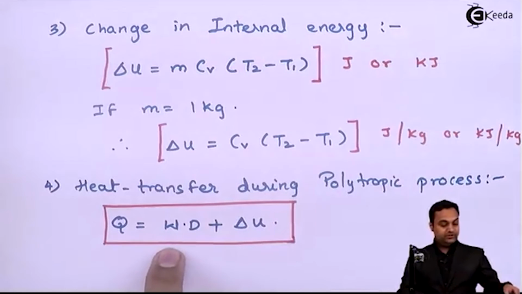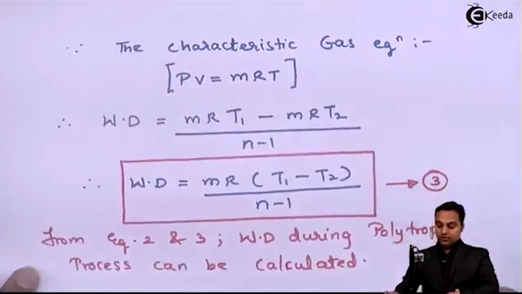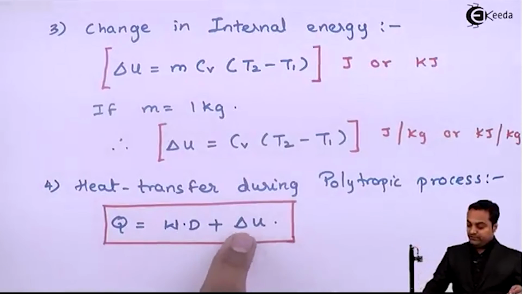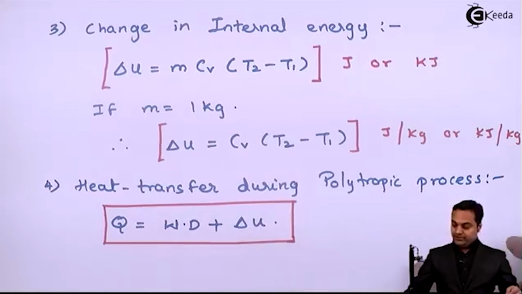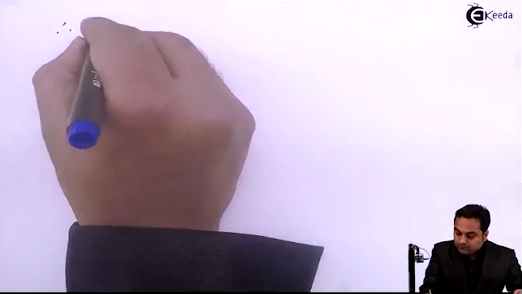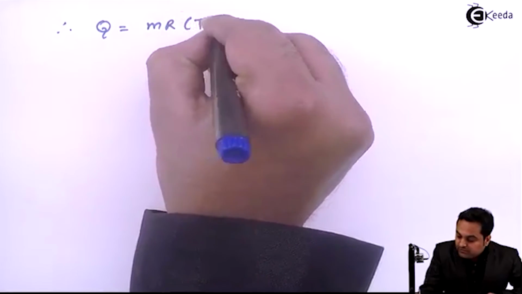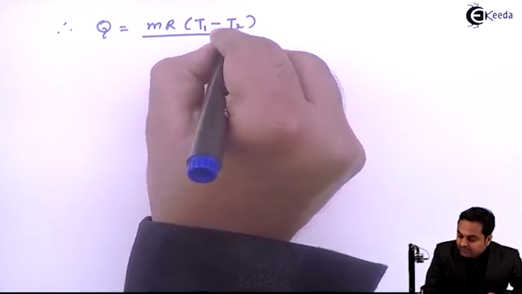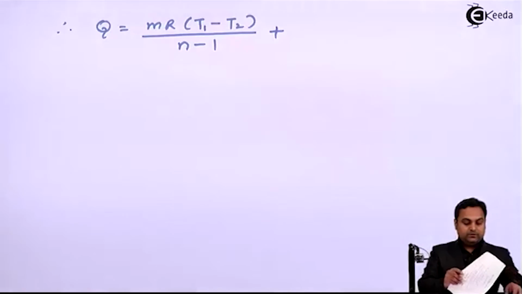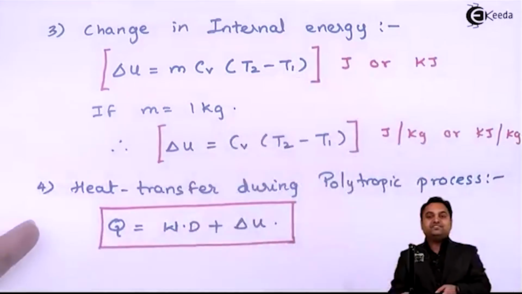Now the amount of work done, I'll use this, which is there in equation number 3, which contains the temperature difference, because here I am going to equate it with the internal energy. So therefore heat transfer will become Q is equal to mR(T1 minus T2)/(n minus 1) plus internal energy, which is mCv(T2 minus T1).